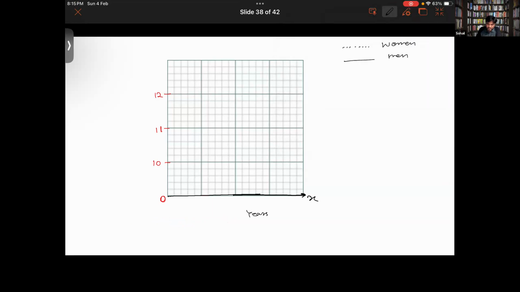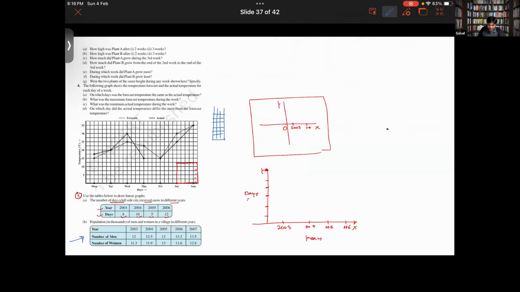On the y-axis you will be plotting two things: the number of men and women. So simply let's say it to be population. Yes, of men and women we are talking about. So also note that the values are given as follows. Look at the values given here.